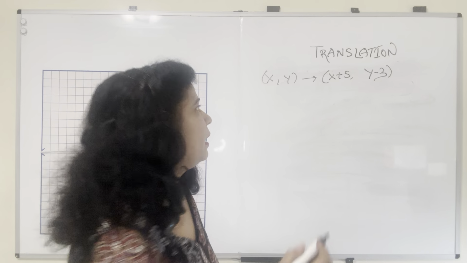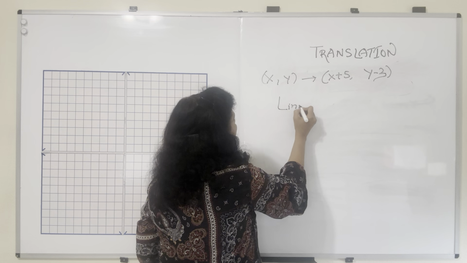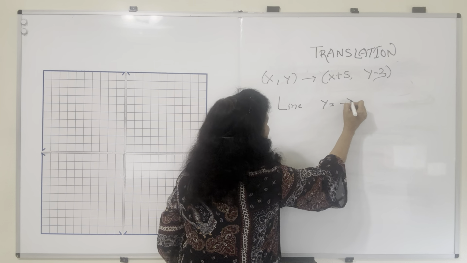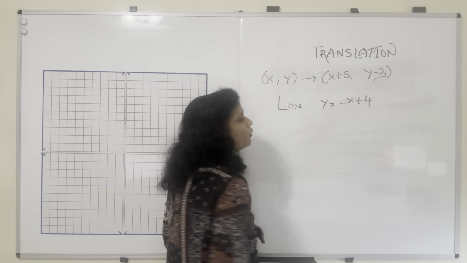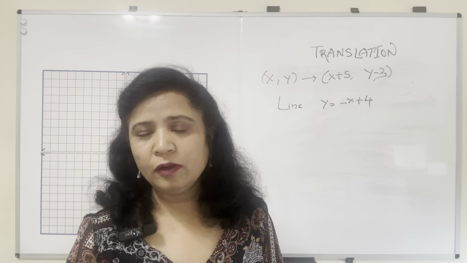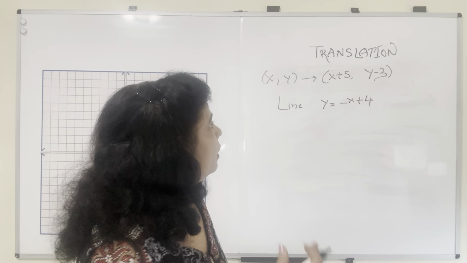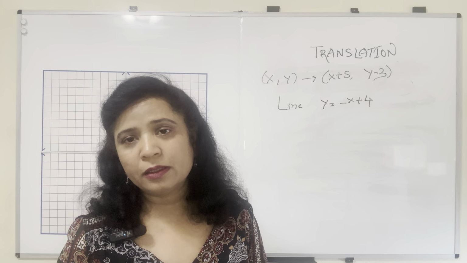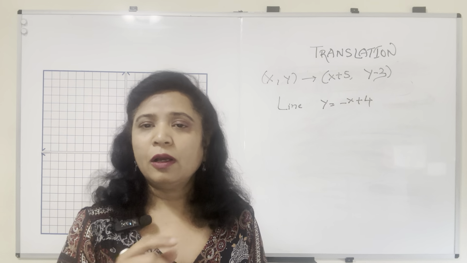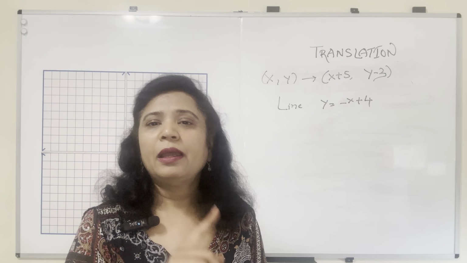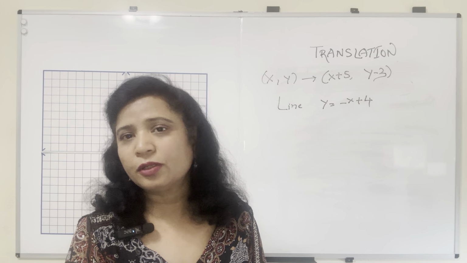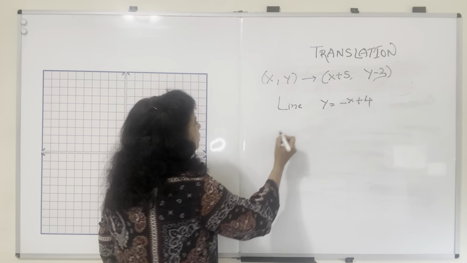And they have given a line. Now the line is given where y is equal to minus x plus 4. That is your line which has been translated by x plus 5 and y minus 3. So let's have the pre-image of the line and, after translation, the image. So what is this one?